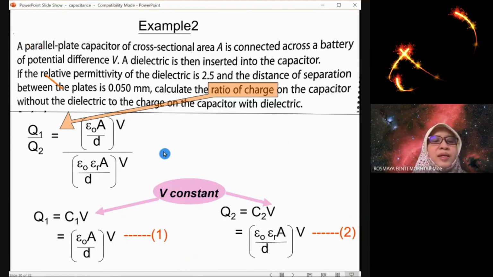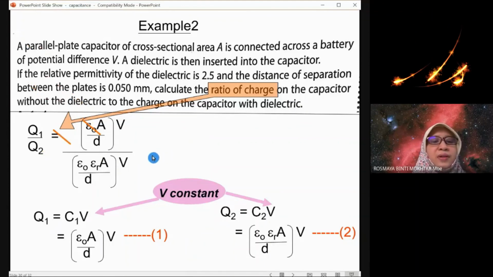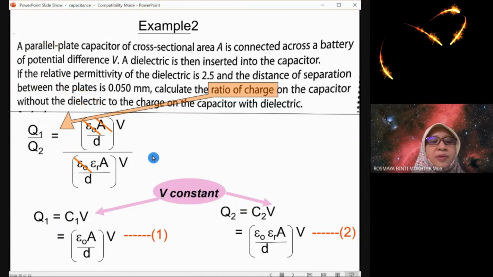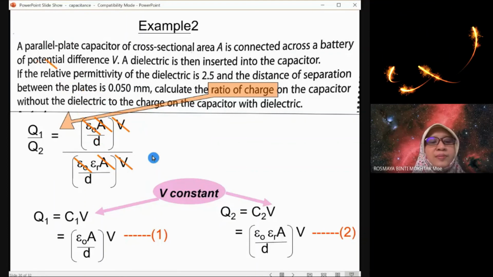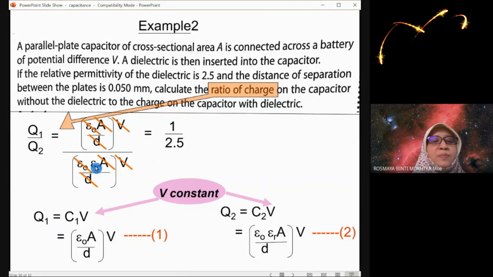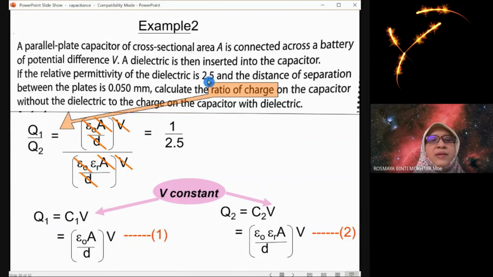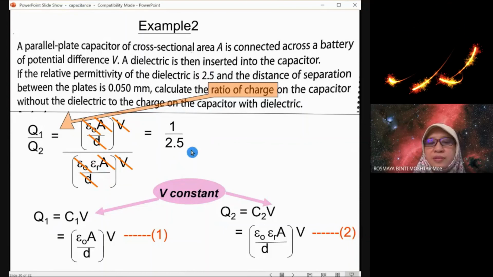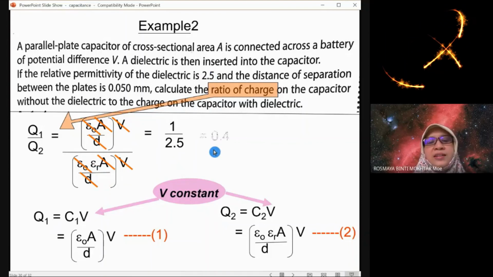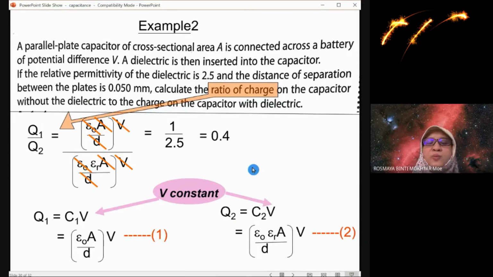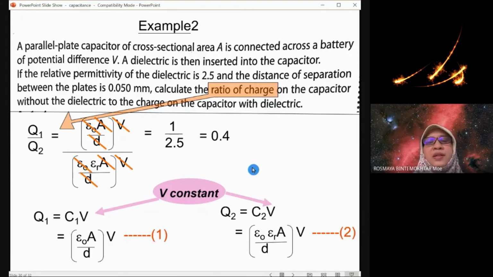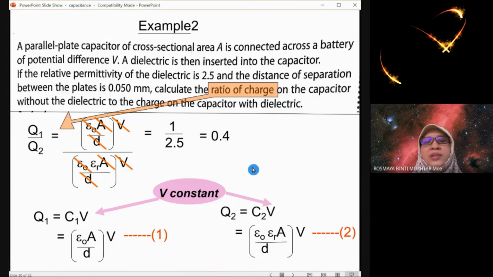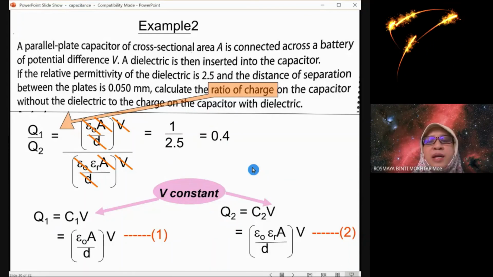Now we can cancel out epsilon naught, area, D and V. So the ratio becomes 1 per epsilon R, and epsilon R is given as 2.5. So the answer is 0.5. This example is when the dielectric is inserted while the battery is still attached.